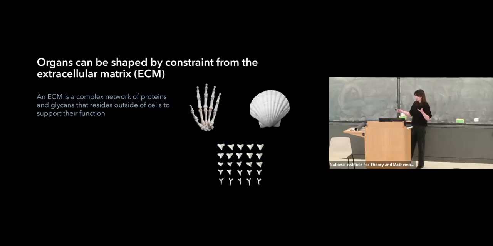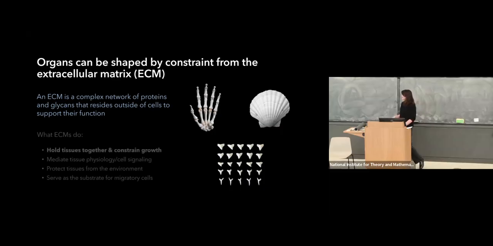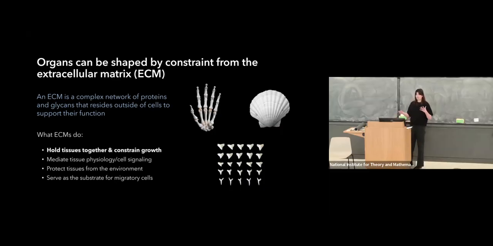So what is an ECM, for my non-biologists? It is a complex network of proteins and glycans, aka carbohydrates, that is on the outside of cells and helps support their functions. Some ECMs that we might be familiar with are bones, teeth, seashells, or for my skincare enthusiasts, you've heard about collagen making your skin elastic. That's all ECM.